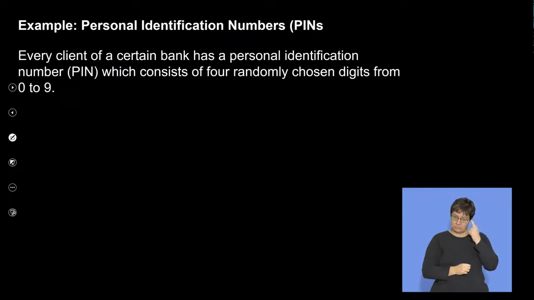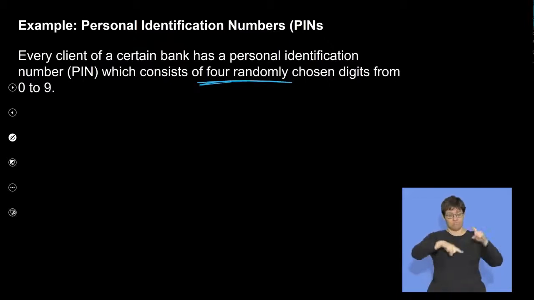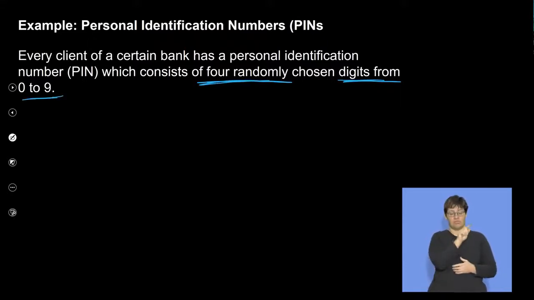So the third question, we're still dealing with a client from a certain bank, okay? So remember, we're dealing with a pin which consists of 4 digits which are random. And where do we choose the 4 digits? From 0 to 9. In 0 to 9, we're talking about 10 digits, numbers.